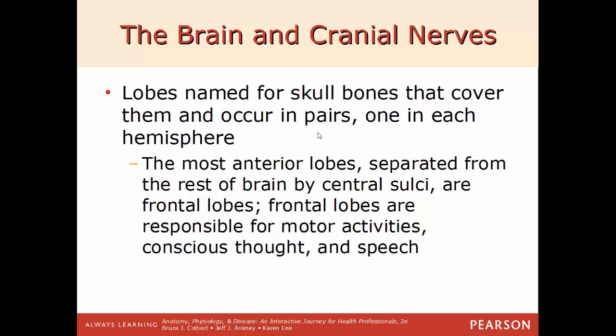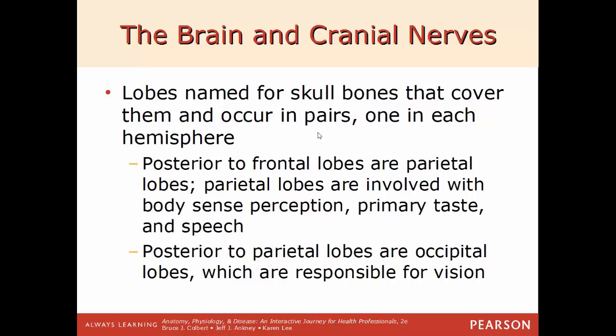Now, the most anterior lobe is separated from the rest of the brain by the central sulcus. These are called the frontal lobes because they are in the front of the brain. These are responsible for motor activities, conscious thought, and speech.